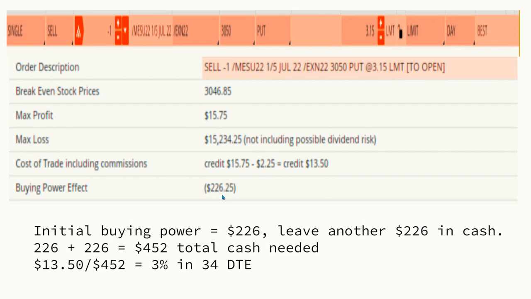And the buying power effect is very low right now, only $226. This will probably change in the middle of trading day. So we're going to leave again another $226 in cash plus the initial buying power $226. So the total cash needed for this trade is only $452. You're making $13.50 out of $452, and you're looking at a 3% return on your total buying power in cash in 34 days. It's a little bit higher than the 2% a month goal that we're trying to make. And typically you want a slightly higher than 2% goal when you do need to manage a few of these.